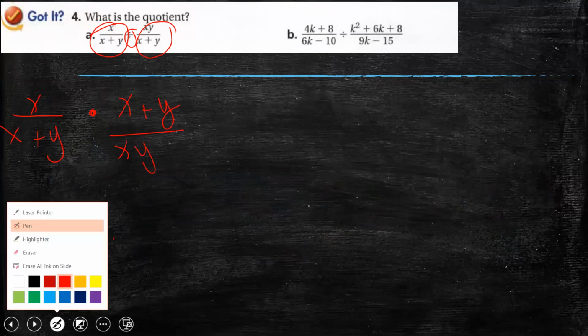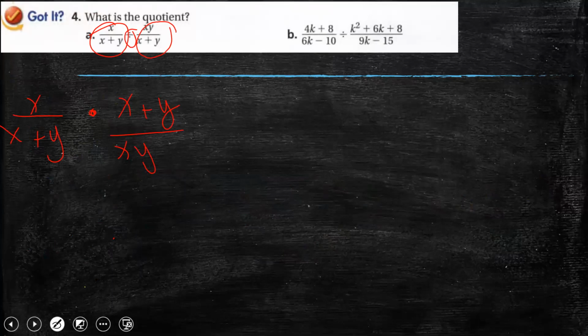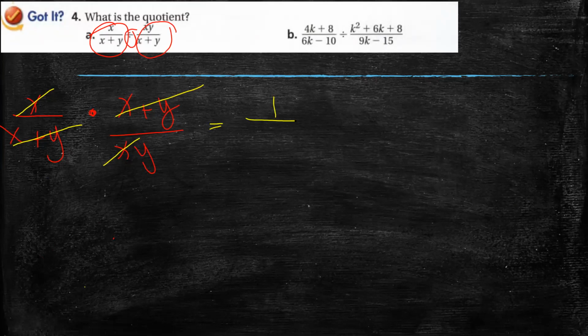Then let's see now where I can simplify. x plus y and x plus y can be simplified. x and x can be cancelled also. So what did I have in the numerator here? Nothing, 1. And the denominator? y. Bravo. So the quotient here is 1 over y.